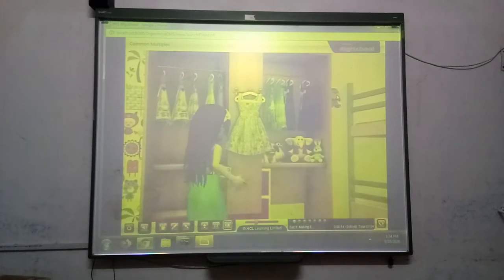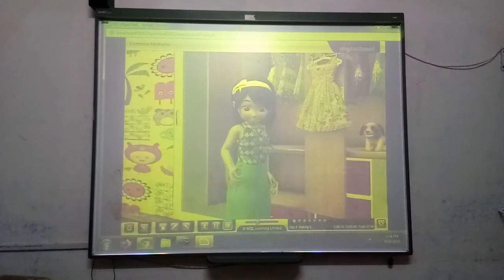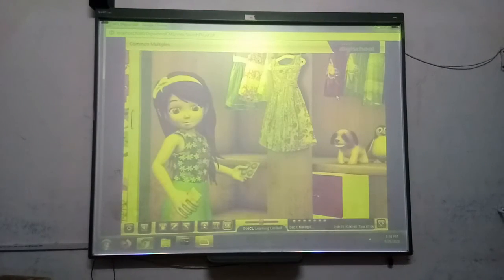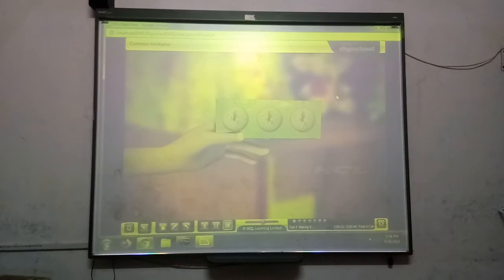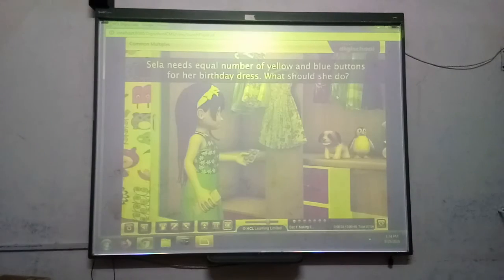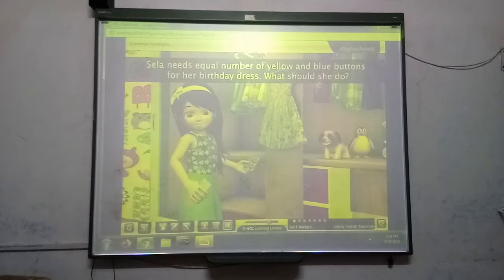Sarah is getting a new dress made for her birthday and she needs equal number of yellow and blue buttons for that. However, there is a small problem. The yellow buttons come in packs of 3 and the blue buttons come in packs of 4. How can Sarah buy equal number of yellow and blue buttons? To find the answer, we use common multiples.